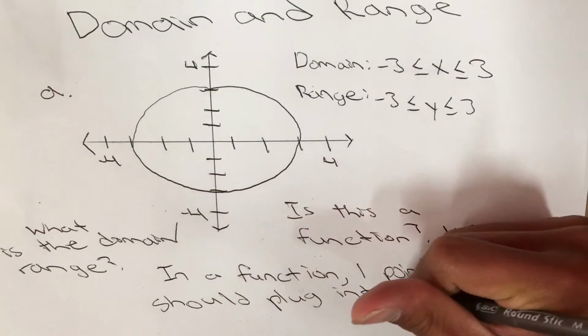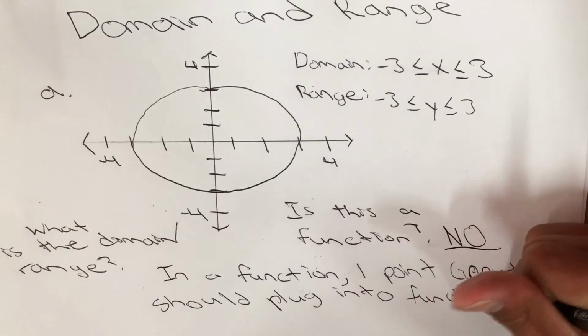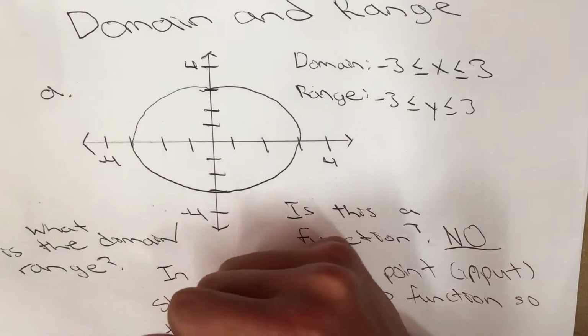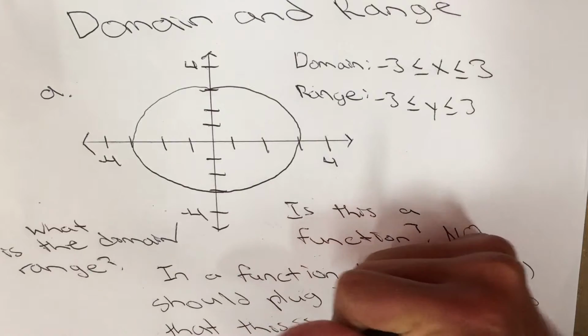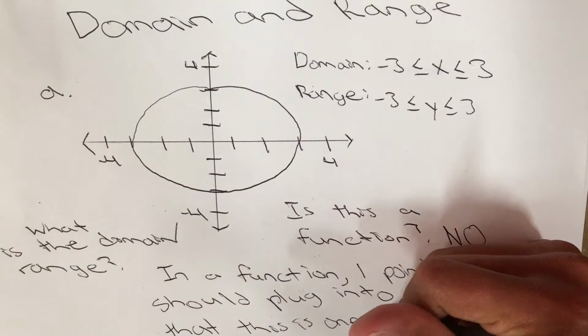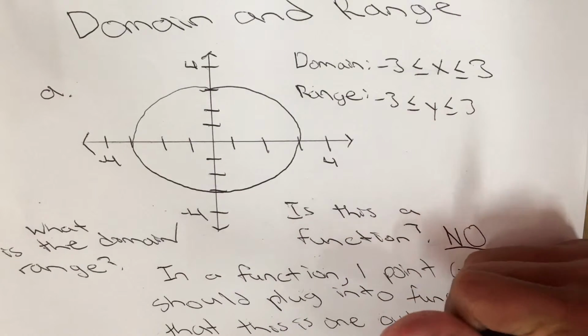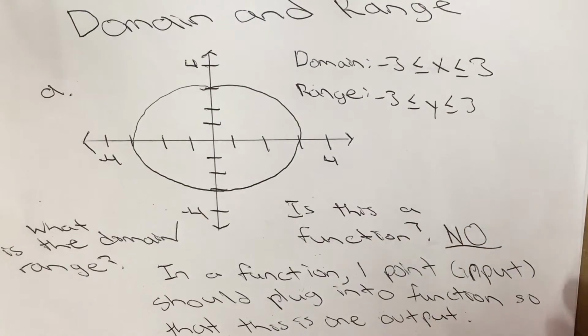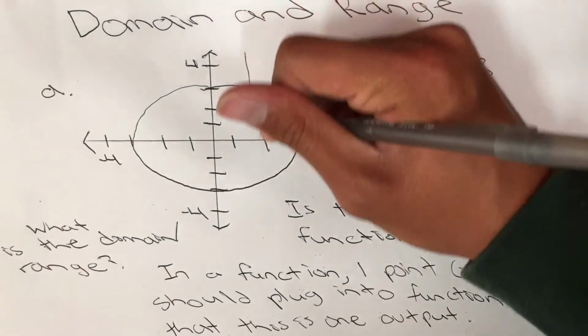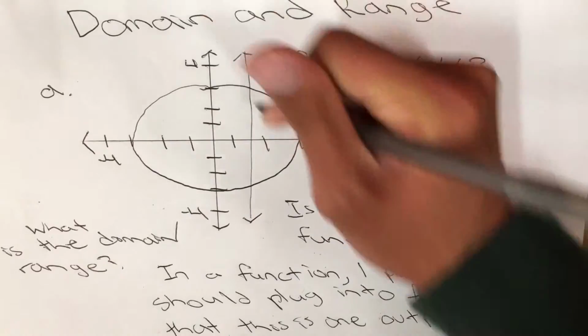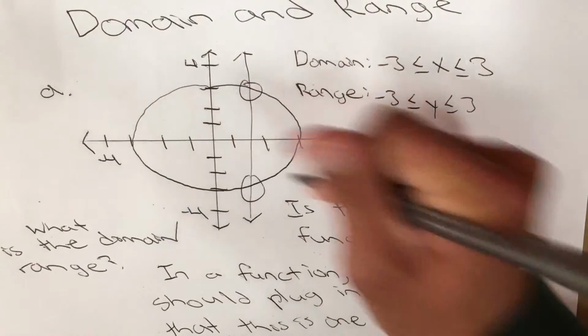In other words, if an x value is plugged into the equation, there should only be one y value for that x value. We can prove this using the vertical line test, as when we draw a vertical line through the graph, we can see that two y values are present with only one x value.